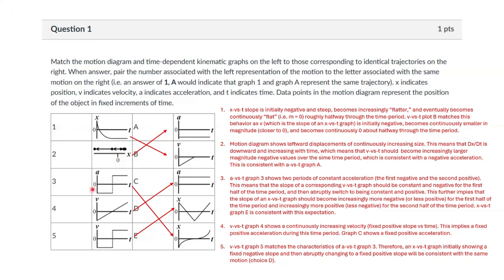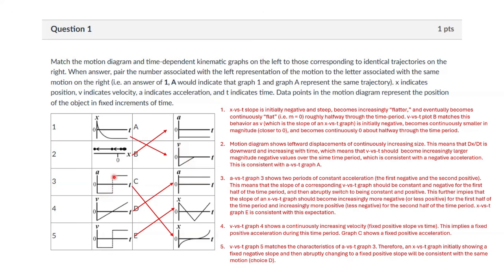Graph 3 shows an acceleration where you have an initial time period of constant negative acceleration, and then abruptly at some time halfway through the period, that changes to a positive constant acceleration. Since acceleration is the rate of change of velocity with time, that means in a velocity versus time graph, my acceleration value would tell you my slope. So for the first time period, I would expect to have a constant negative slope in a velocity versus time graph, meaning something that looks like this.